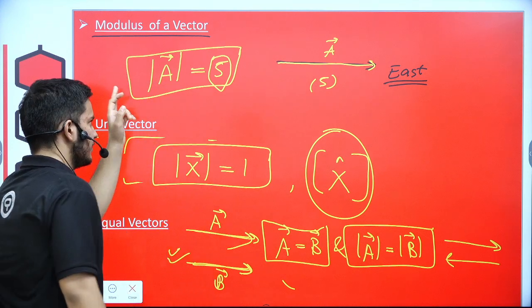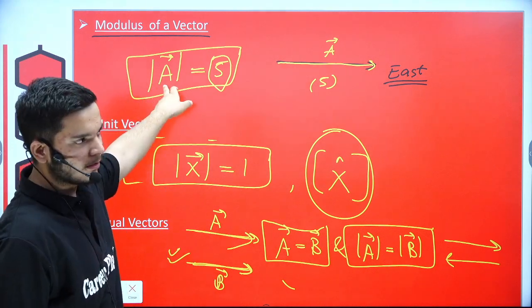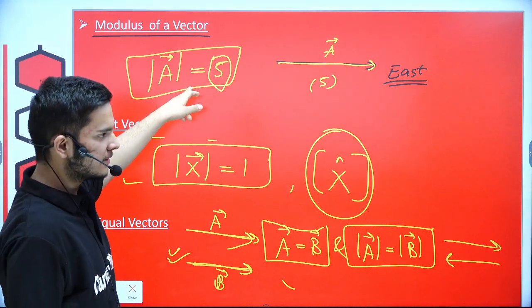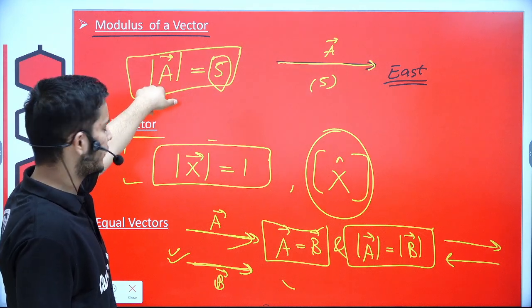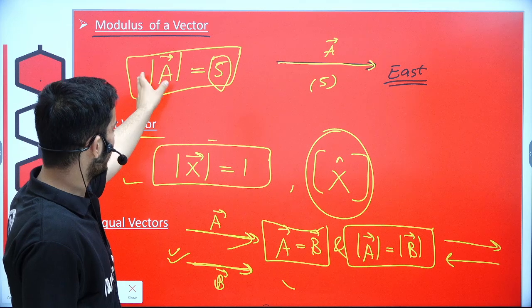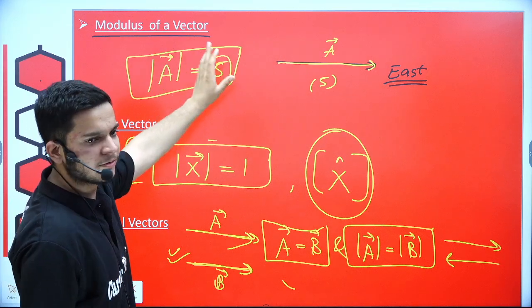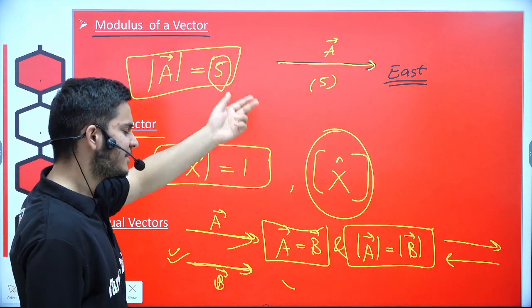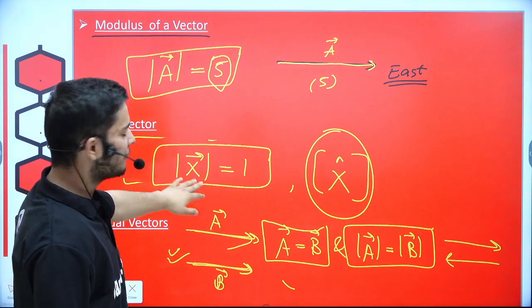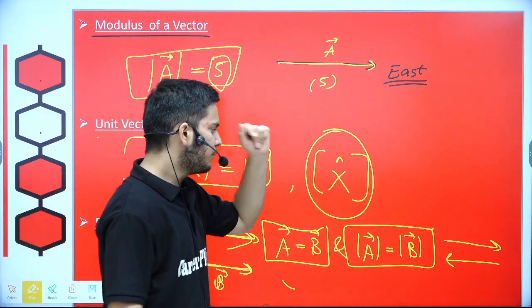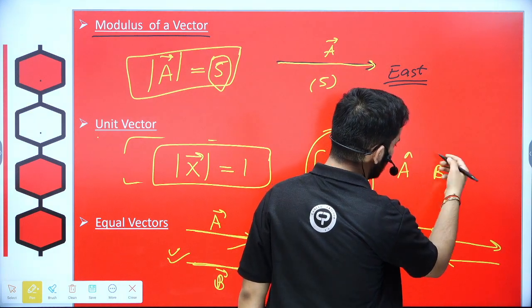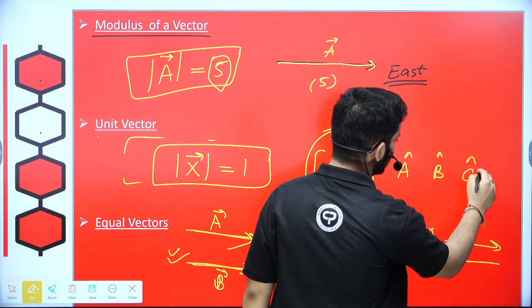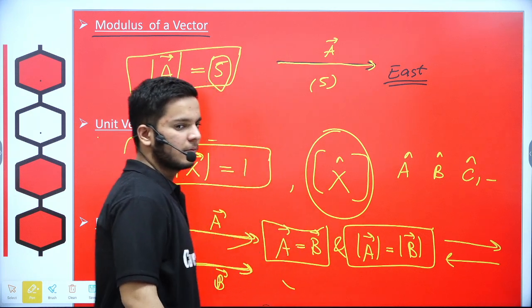So, the modulus of a vector. If we think about how to represent its value, we write the modulus over the vector and we write its value. This will be the modulus of the vector. What does it represent? It represents the magnitude. A unit vector is one whose value is 1, and we represent it by putting a cap on it. For example, a cap. If b is a unit vector, b cap; c is a unit vector, c cap, and so on.